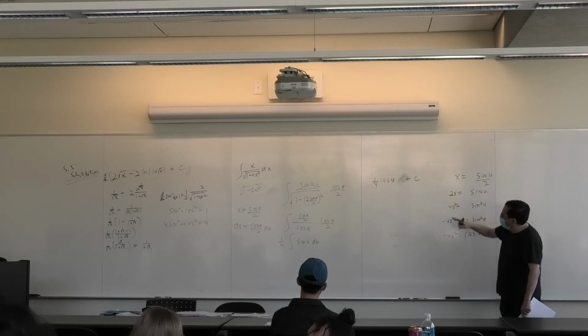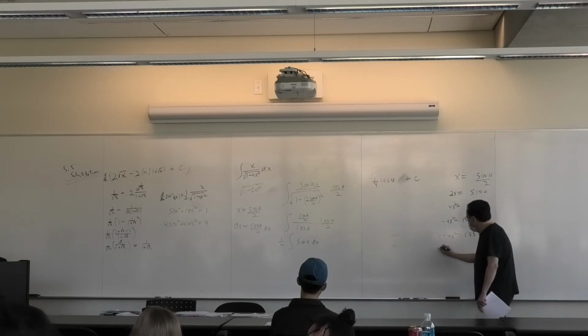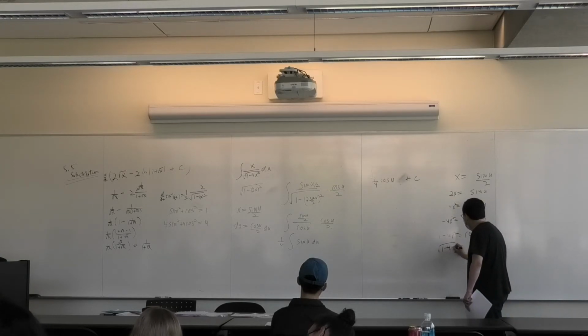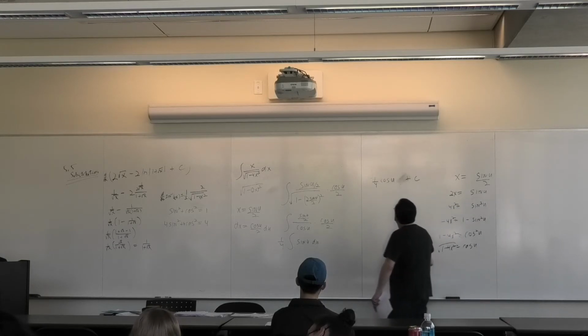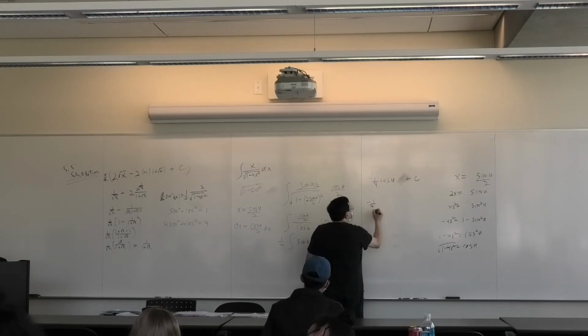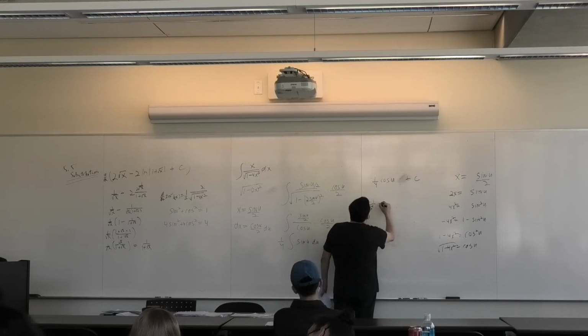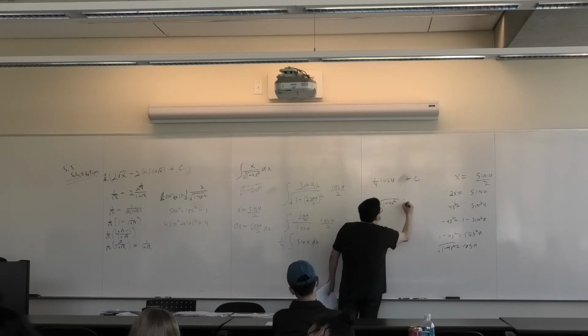But I just have one cosine, not cosine squared, so I have to find the square root of it. So I get negative 1/4 square root of 1 minus 4x squared plus c.